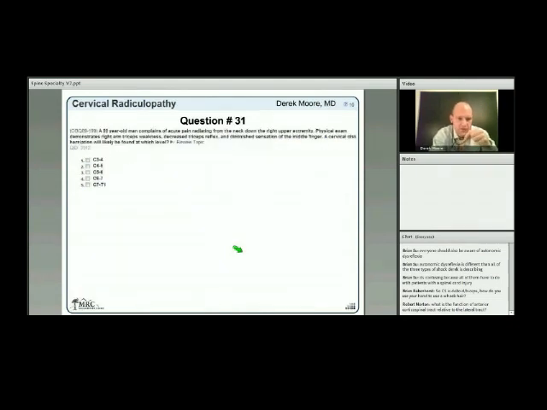Okay, next question. A 59-year-old complains of acute pain radiating from the neck down the right upper extremity. Physical exam demonstrates right arm triceps weakness, decreased triceps reflex, and diminished sensation to the middle finger. A cervical disc herniation will most likely be found at what level?